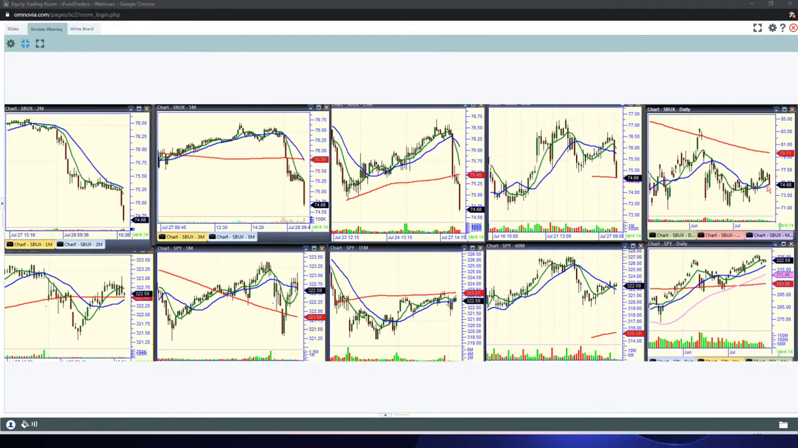Right to target, hourly support, daily support for that bounce. Very nice job.